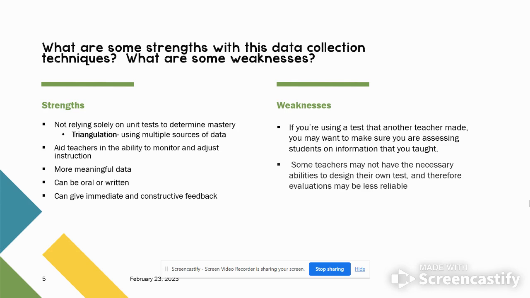One of my previous grad classes talked about making your test have variety, but also making sure students are able to understand it. You can have confusing questions, or you may be trying to trick your students when they're doing these tests. So depending on the teacher's background knowledge on how to design a test, that could also cause some unreliability in the assessment data. So that is all the information I have.